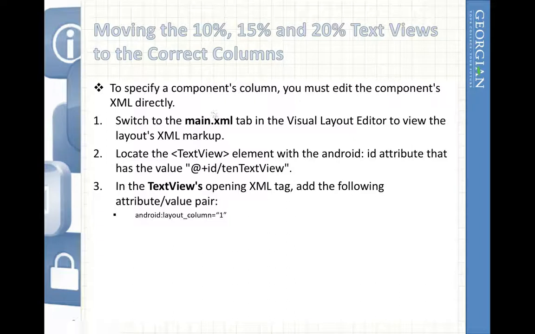You must edit the component's XML directly, which was what I was just doing, right? Switch to the XML view and then locate where it says text view element with the Android ID attribute so that it has the value of 10 text view, this one. In the text view's opening XML tag, add the following attribute, android:layout_column="1". So this is inside the attribute. Remember how you do XML. If you remember XML, you have these less than, greater than brackets, right? Just like we do HTML, and you put the attribute information in here, right? So when you go back in there, try that out. So go into the text view that says 10 text view and add the following attribute value pair, android:layout_column equal to 1.